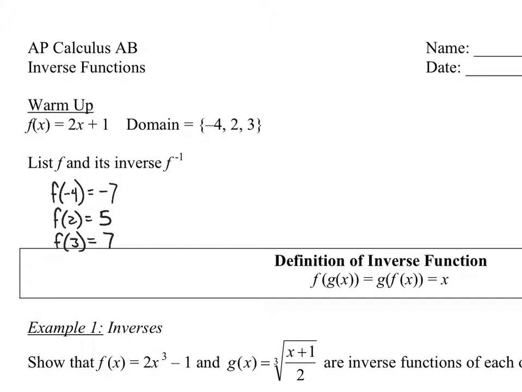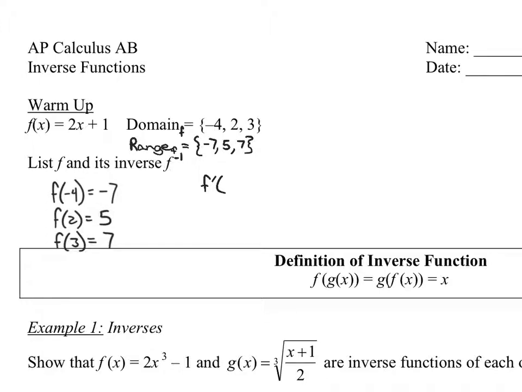what is the inverse then? Okay, that's the notation, this little negative 1. Do not think of that as an exponent. Okay. How do we do inverses? You just switch the x's and y's, okay? So the f inverse, this is the domain of f, and the range of f ends up equaling negative 7, 5, 7, right?